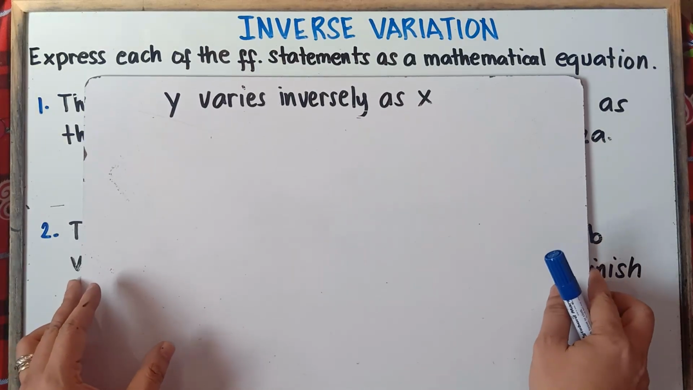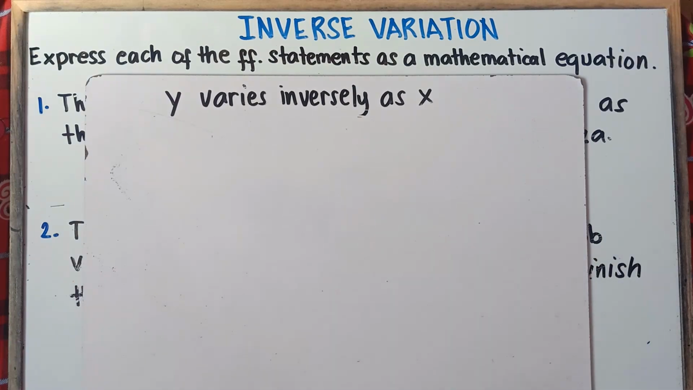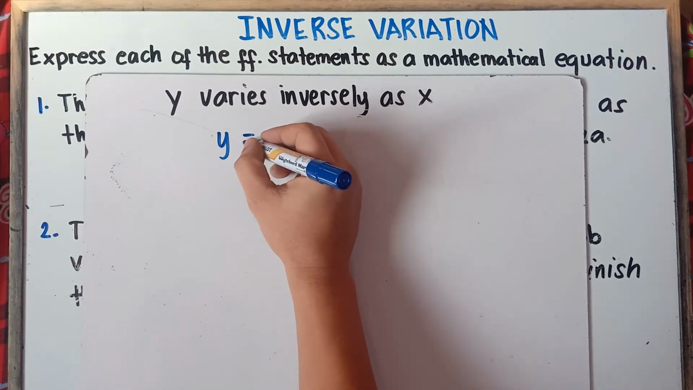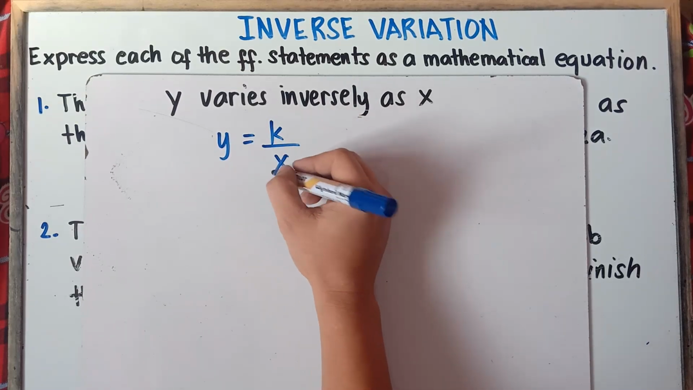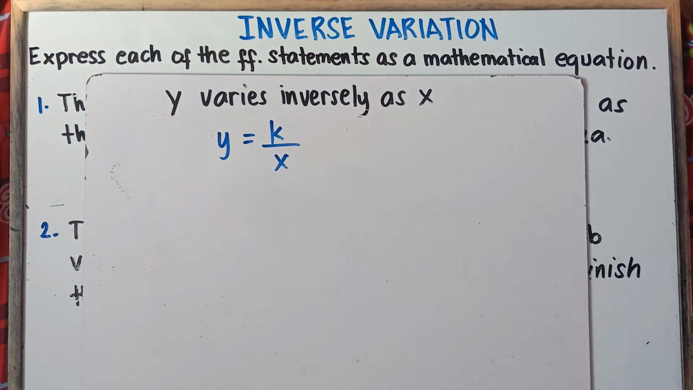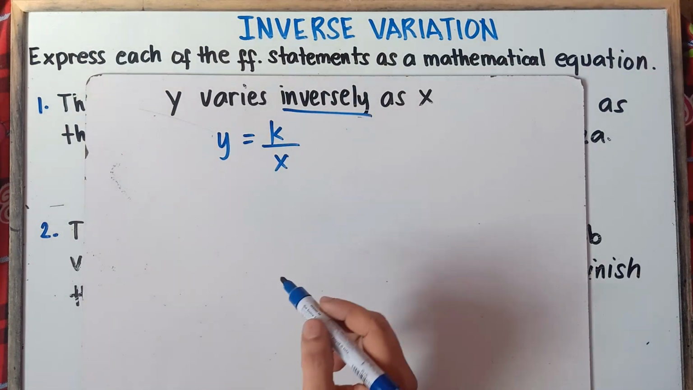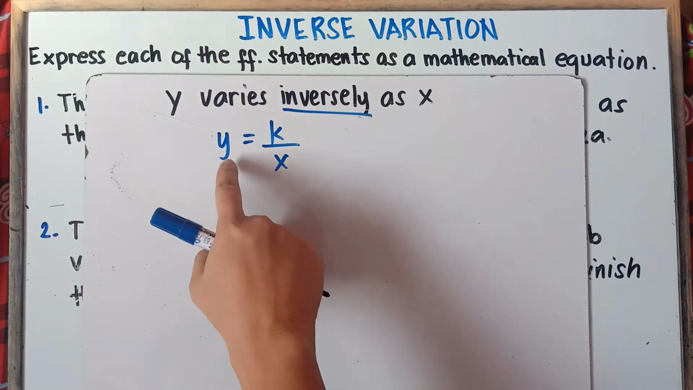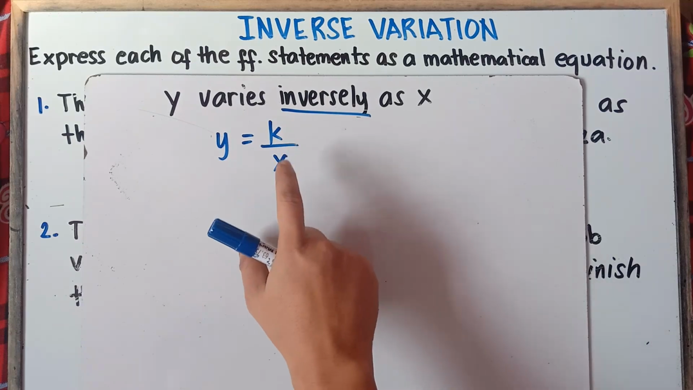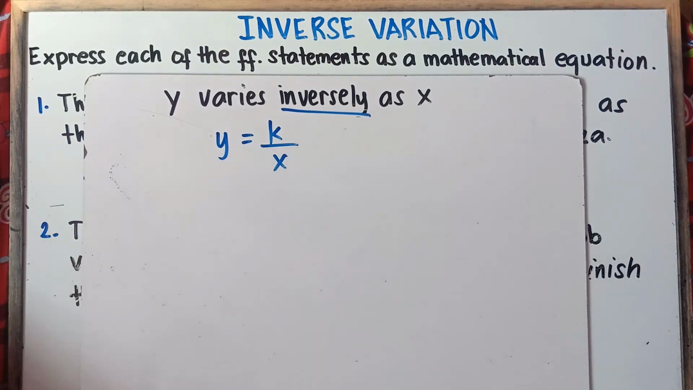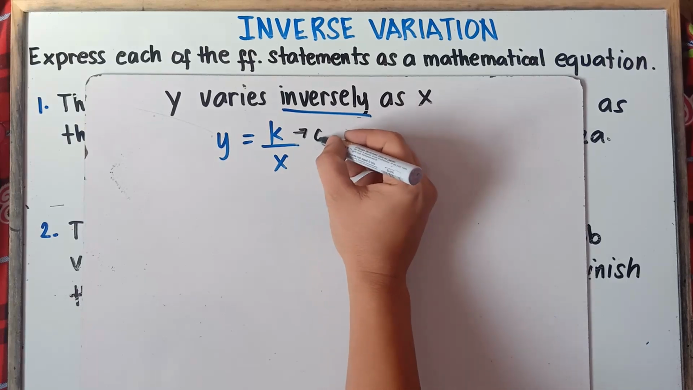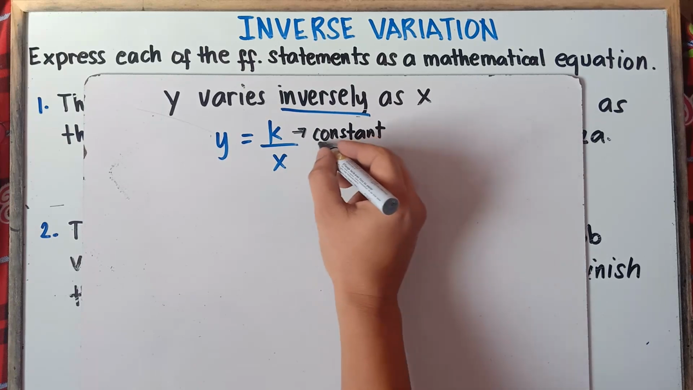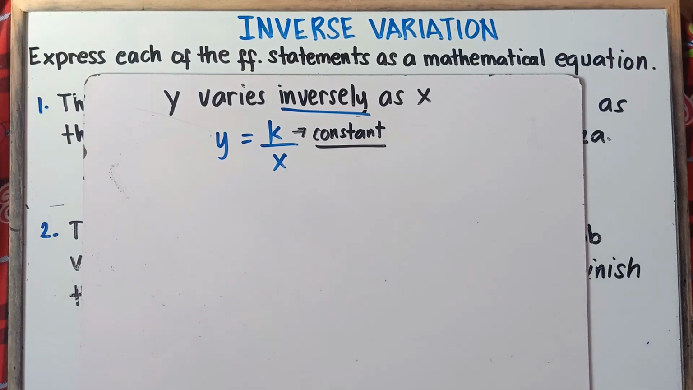Now if you have a statement, class, y varies inversely as x, you can simply write this as y equals k over x. The key word there, class, is inversely; if you have the word inversely, there's something to do with division. That's why our equation is y equals k over x. Do not be confused with k, class. k is what we call the constant. If you're dealing with variation, you always deal with k.